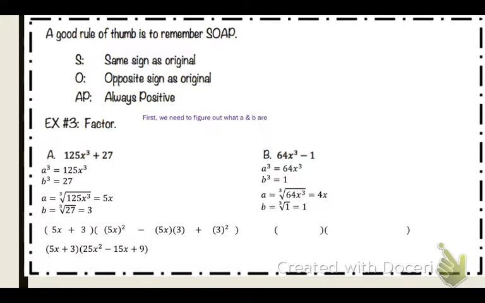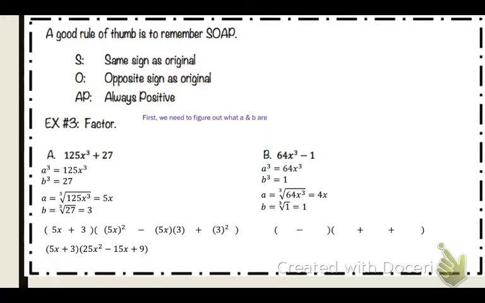Let's do our parentheses. So we have the small parenthesis, we have the large parenthesis. We're going to use our acronym SOAP. So same, it is a subtraction, so the first sign is a subtraction. Opposite, so it's a plus, and then always positive, so it's positive.